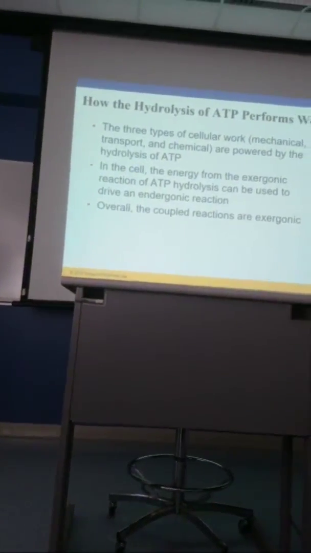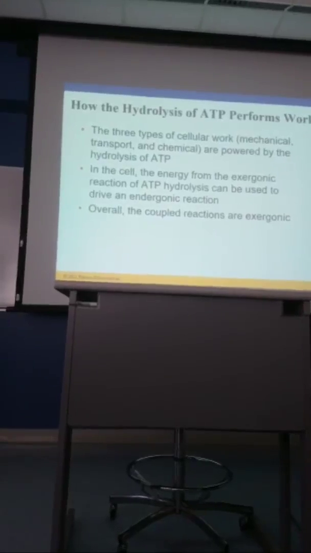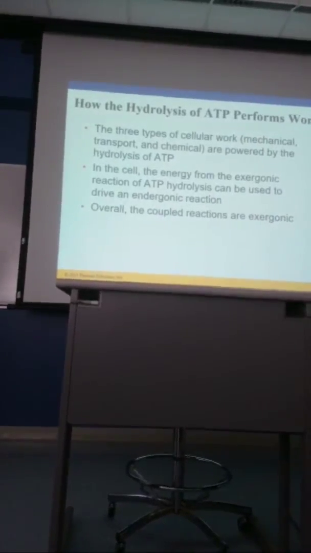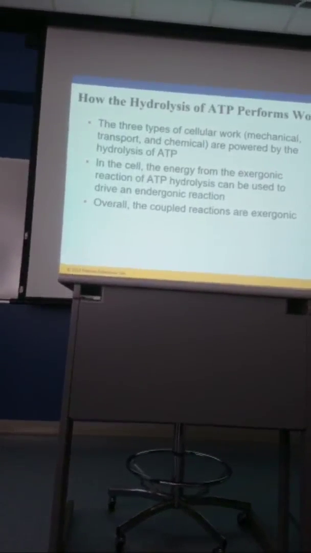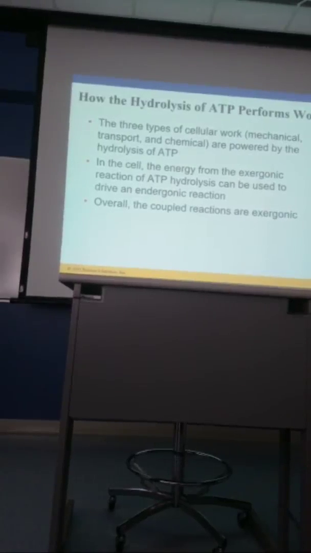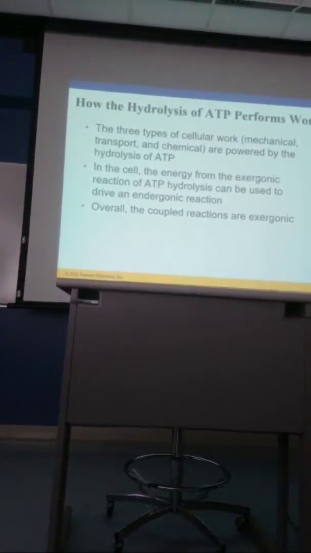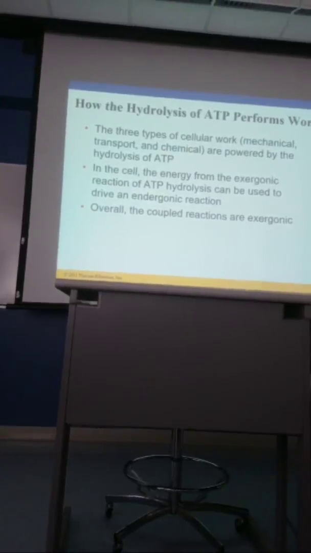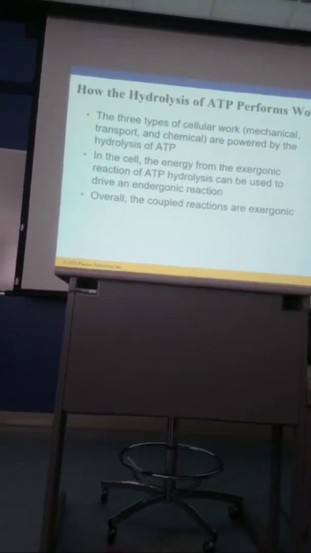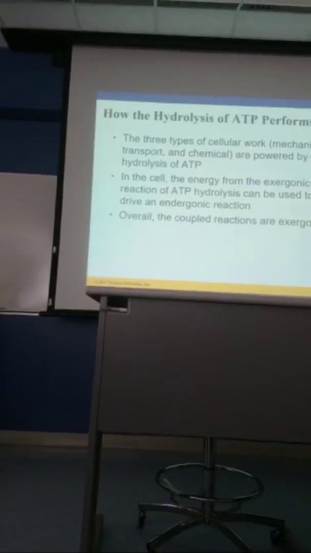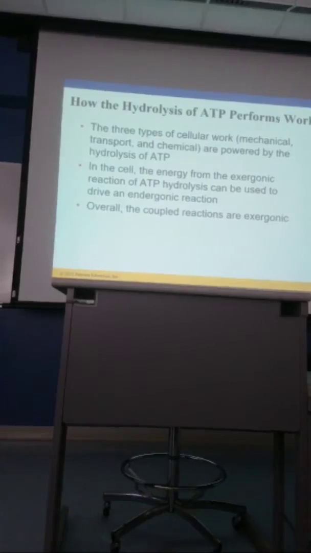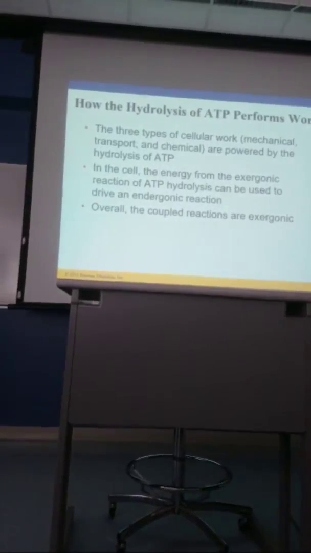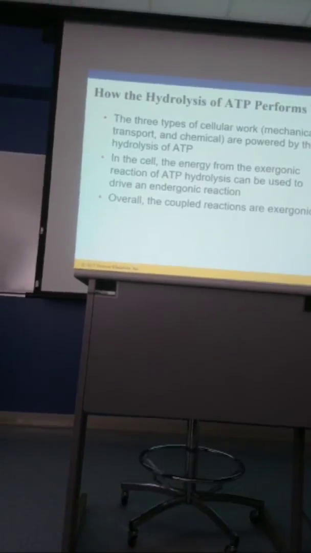Three types of cellular work we mentioned: mechanical, transport, and chemical. They are powered by the hydrolysis of ATP, meaning take a phosphate away, add a water molecule to it, and energy is released, what we just looked at. Hydrolysis is going to release energy from that third phosphate. In the cell, the energy comes from an exergonic reaction of ATP hydrolysis. When that third phosphate is broken, energy is given up. That energy can be used to do work, such as make another protein.